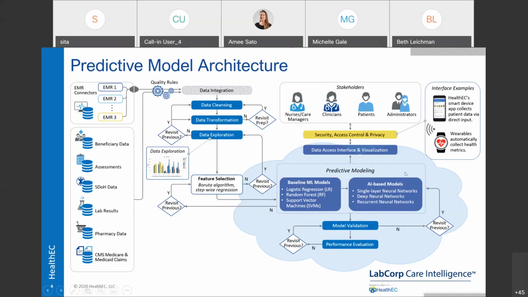So in a nutshell, it really is trying to give you a 360 degrees view of that patient so that we are able to correctly mine the data and create the risk stratification to provide care interventions to get good outcomes.